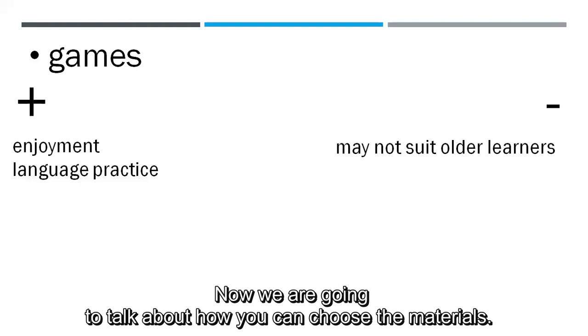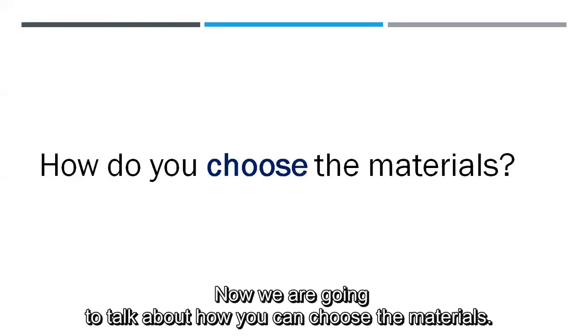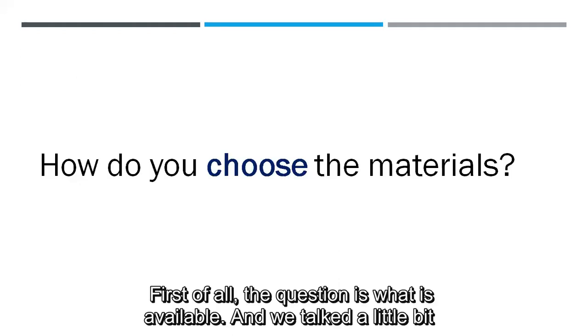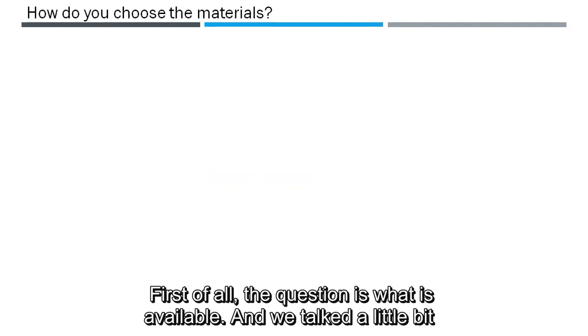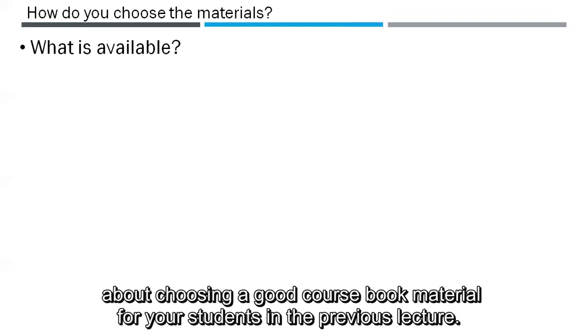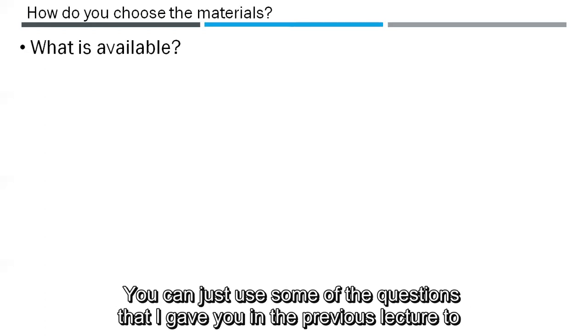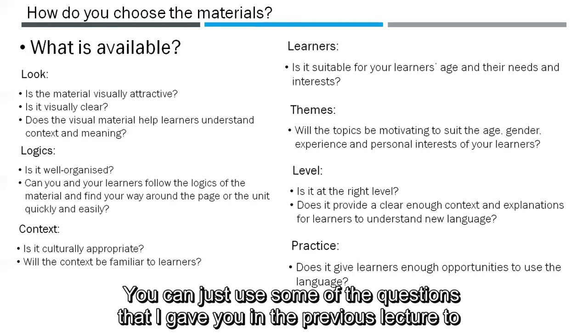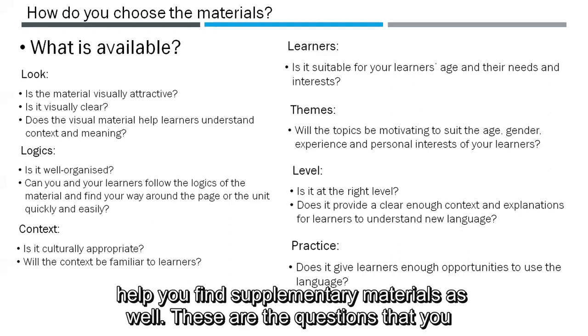Alrighty, now we are going to talk about how you can choose the materials. Well, first of all, the question is what is available, right? And we talked a little bit about choosing a good course book for your students in the previous lecture. So you can just use some of the questions that I gave you in the previous lecture to help you find supplementary materials as well, right?